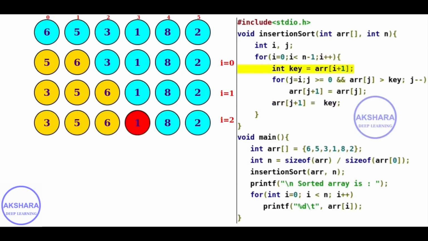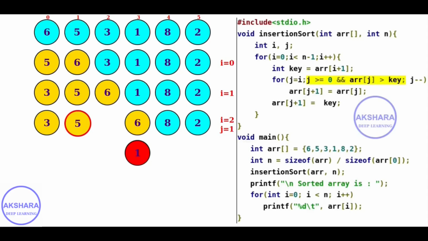Array of i plus 1 will be removed from the input list and stored in key. j is initialized with the i value, so now j will be 2. This array of j will be compared with the key. Here array of j, 6, is greater than key, so array of j will be shifted to the right one position. Again j will be decremented. Now j will become 1. It will be again compared with the key.